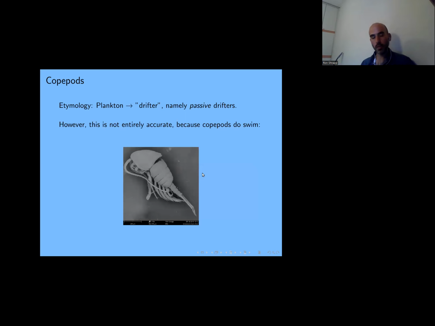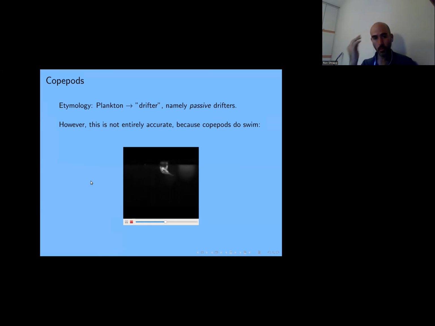Coming from the etymological point of view, plankton comes from Greek, and it means basically drifter. So when people first thought about plankton, they thought about passive drifters in the ocean. However, thinking of at least copepods as being entirely passive is not really true, because plankton and copepods, in fact, can swim, as can be seen right here. They swim in two basically different modes. They have this slow drifting mode of swimming, and then they also have this jumping mode of swimming. So basically, they're not so passive as people used to think in the past.